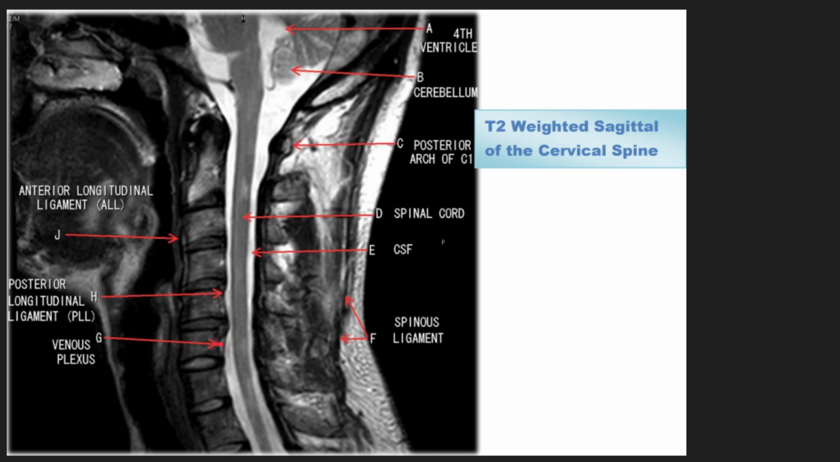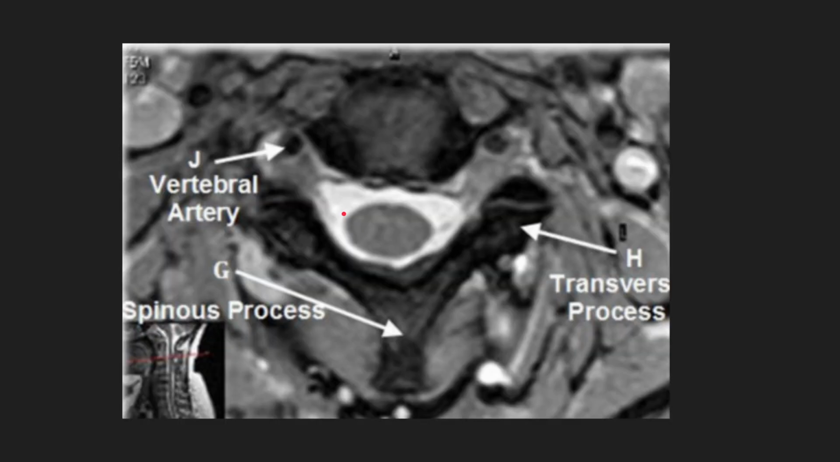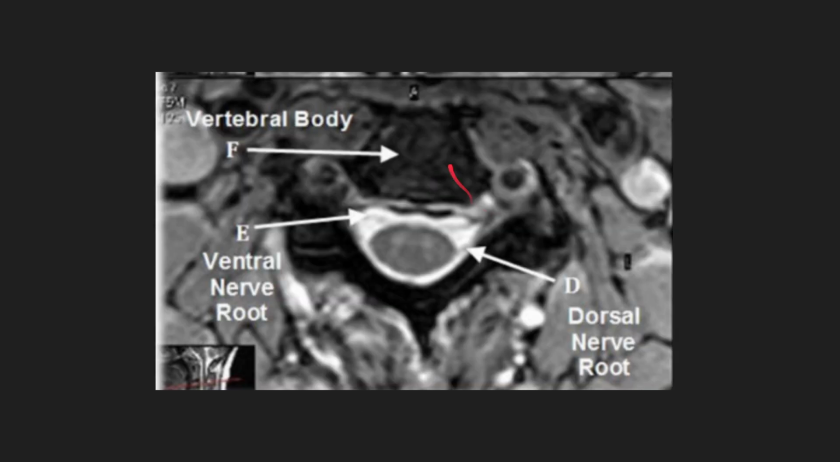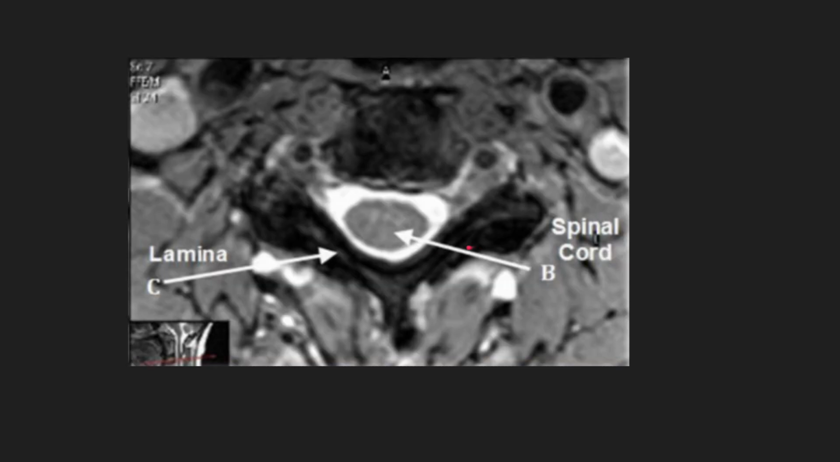Venous plexus. Spinous ligament here. So here you have a transverse process, spinous process, and the vertebral artery. Cerebral spinal fluid, CSF. Vertebral body. Here's the ventral nerve root and dorsal nerve root. Lamina coming back with the spinal cord again.